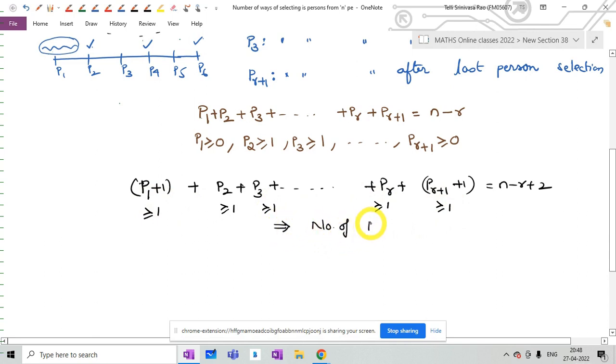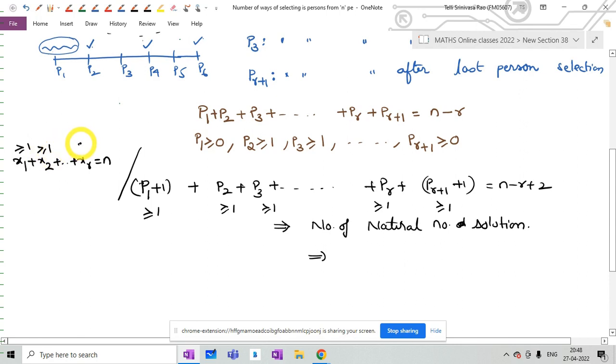Number of natural number solutions. So what is the result for the number of natural number solutions? It is n minus 1 C r minus 1. If we have an equation x1 plus x2 plus so on up to xr equal to n, and all these variables need to be greater than or equal to 1, then the total number of ways it can be done is n minus 1 C r minus 1. So here n will be n minus r plus 2 minus 1 C.